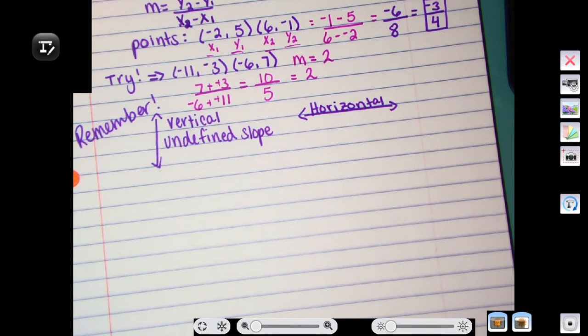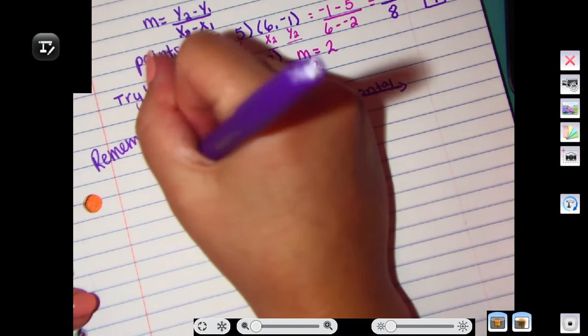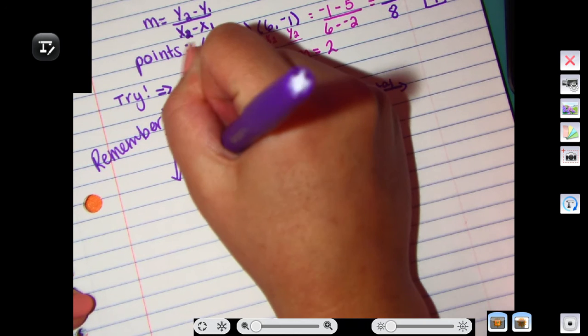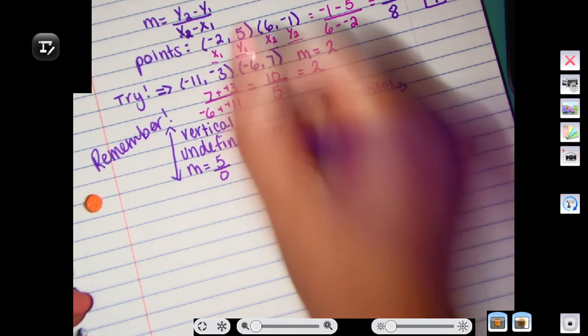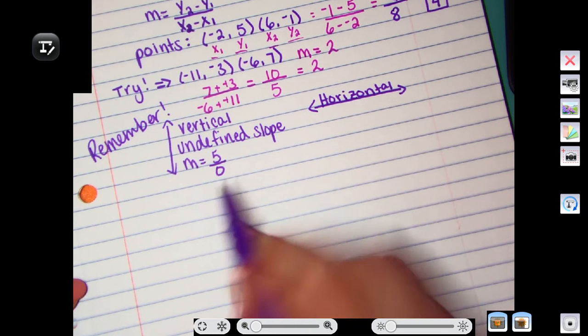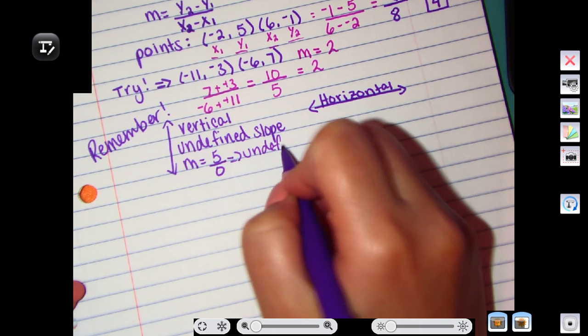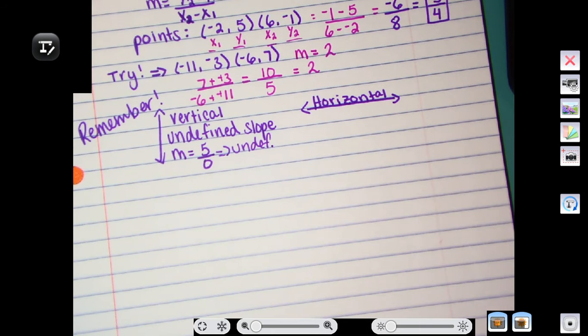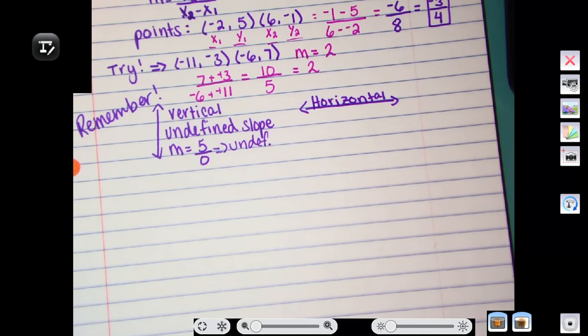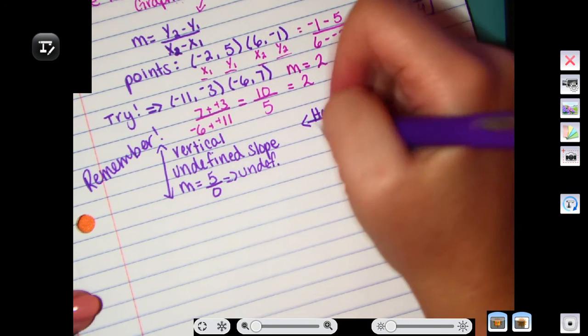Okay, how does that look numerically? Remember, we can't divide by 0 in math. So if you ever end up with a 0 in your denominator, that is undefined. Okay, and then a horizontal line has a slope of 0.